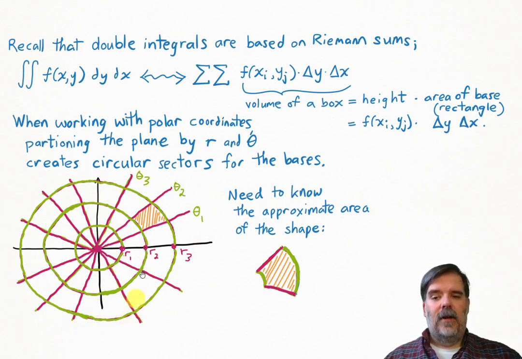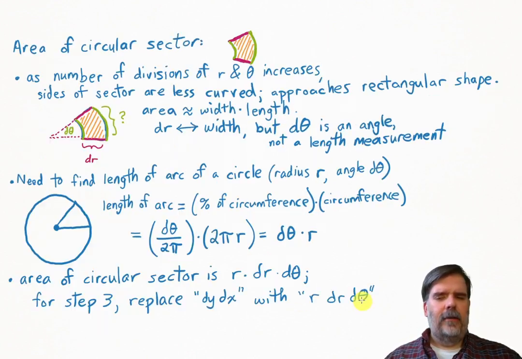Again, to calculate the volumes of these different shapes, it's still the height times the area of the base, but we need to know how to calculate the area of one of these shapes. How do we do that? We'll call them circular sectors. So as the number of divisions of r and theta increases, these are going to get smaller and smaller. And as you take a smaller and smaller arc of a circle, it becomes less and less curved. So these shapes will look more and more like rectangles, as you take the limit as the number of radial segments and angular segments gets large.